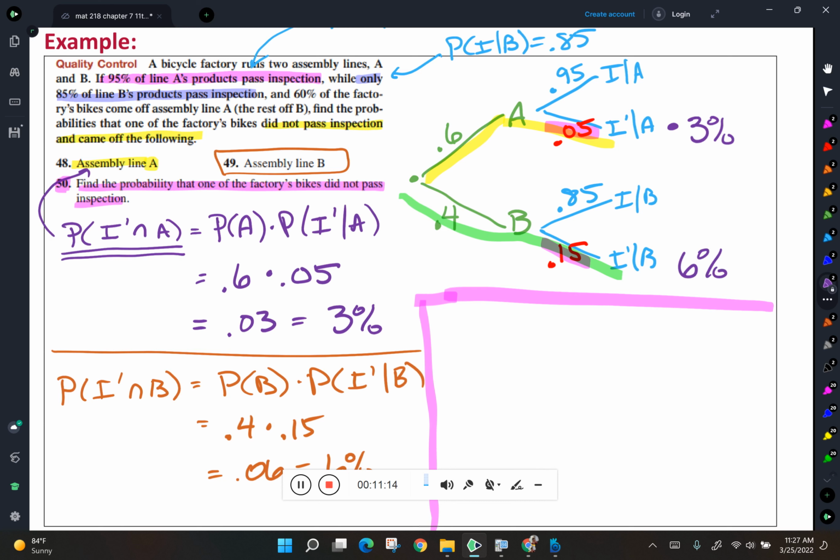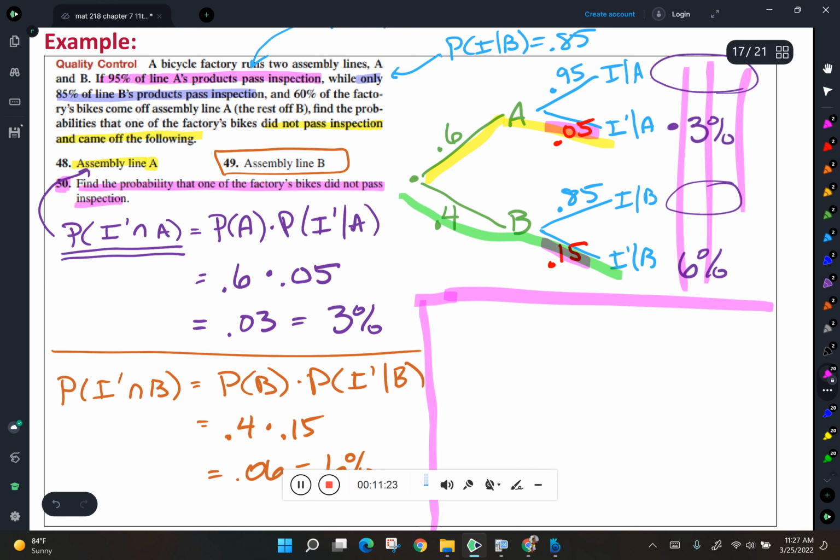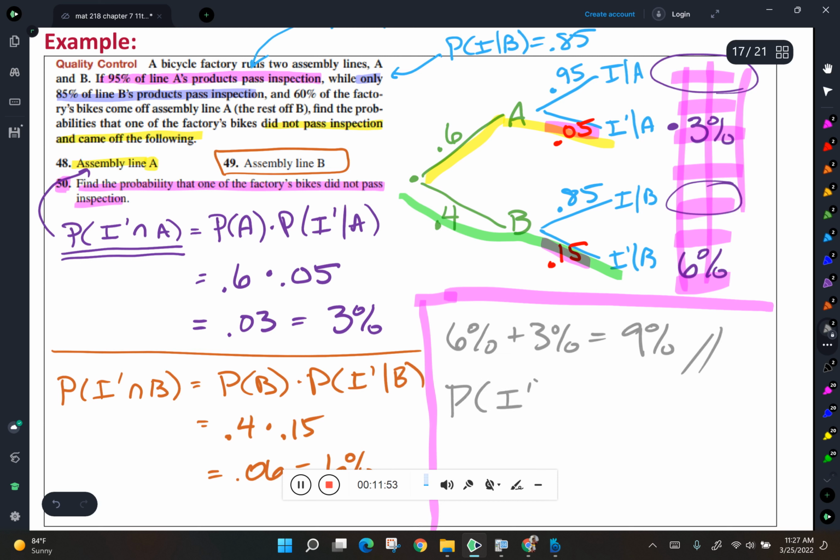These two then would be the rest, and I don't know what they are, but I do know that all four of these numbers have to add up to 100% because they are all the possible outcomes for this experiment, and the sum of the probabilities must add up to 1 or 100%. And so I've got a 6% up top, I got a 3% down bottom, so I have a 6% plus a 3%, which means we've got a 9% chance, or a probability of failing inspection is 9%.